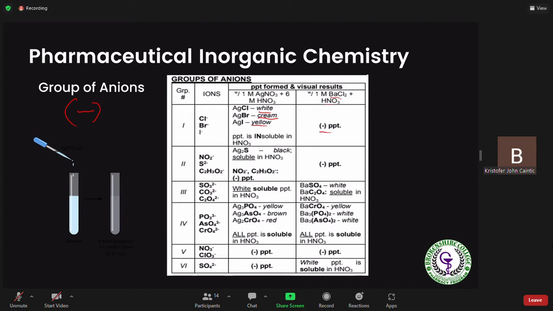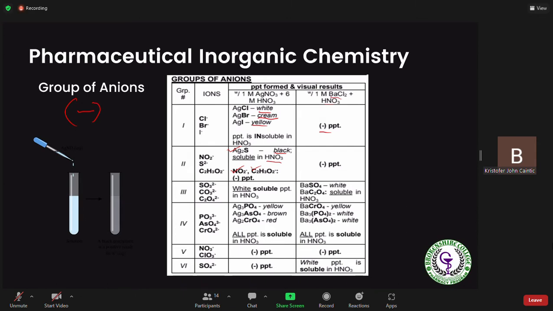Next, for group number 2, which is your nitrite, your sulfide, and your acetate, under silver nitrate, it will give a black precipitate but soluble in nitric acid, which is your silver sulfide. While nitrite and acetate ion do not produce any precipitate. Same thing, they will also not produce a precipitate under barium chloride and nitric acid.